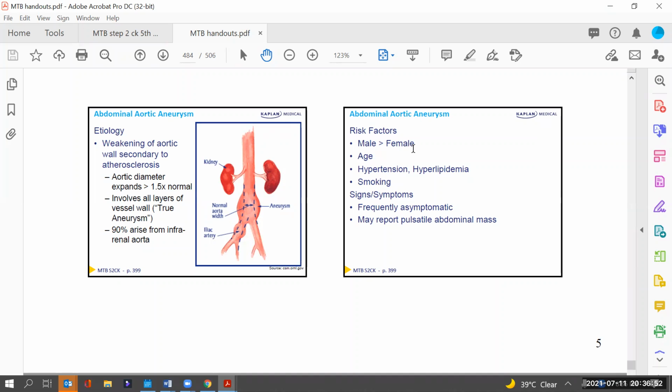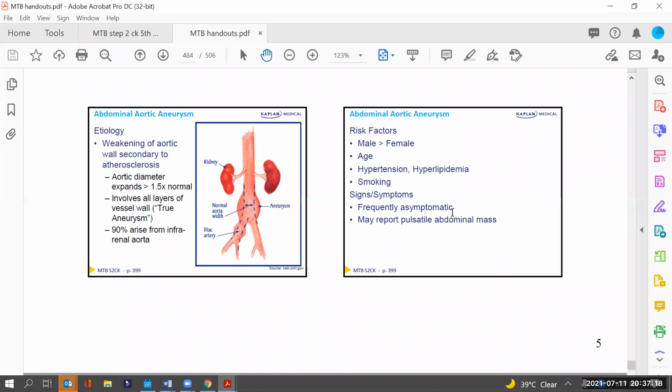Males are more prone than females. So in the question, always see the gender of the patient. Age is very important, mostly in old age, above 60. Hypertension is there, hyperlipidemia is there, and of course increased blood pressure will be there because of the atherosclerosis. And for atherosclerosis, the main reason is an increased level of lipids. So we'll see hyperlipidemia. There's a history of smoking in the patient, because smoking is again an etiology for atherosclerosis.